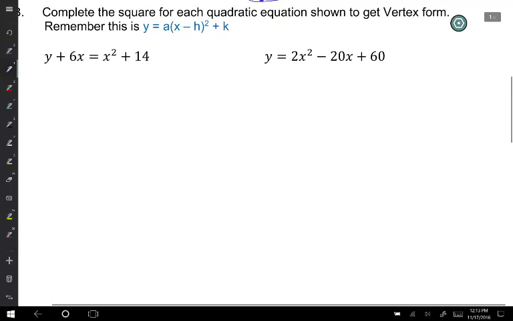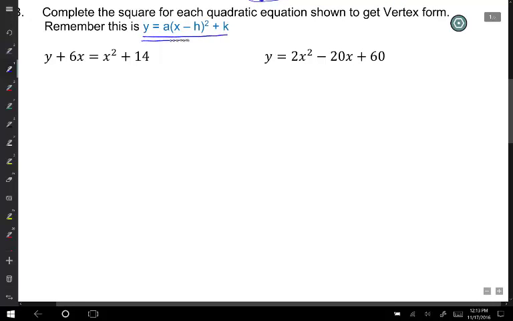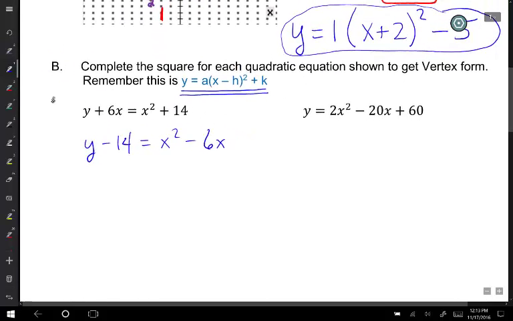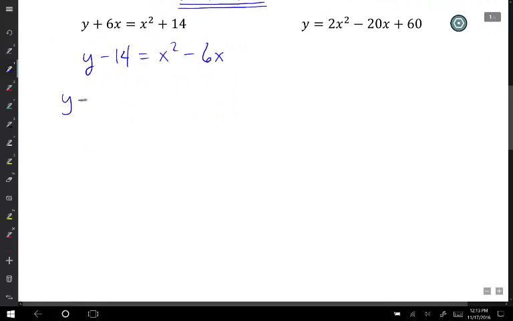It says complete the square. To complete the square, remember our goal is to get this vertex form, just up here. And so it looks like I first need to get the 14 over by the y and the 6x over by the x squared. And so I move those over. My goal is to get the x squared plus the linear term on plus the constant, and the constant needs to be a perfect square trinomial to help this all work together. So let's put in our plus blanks. Y minus 14 plus blank, 6x squared minus 6x plus blank.